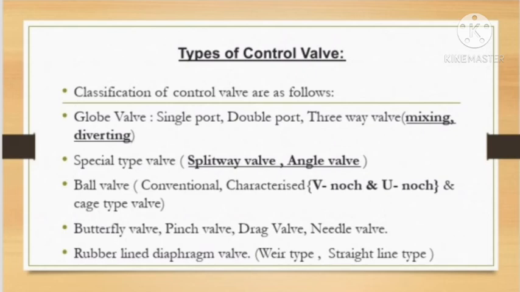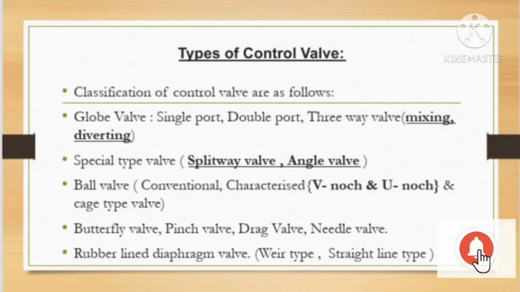And at last, classification of control valve, that is types of various control valve and its division. First one, globe valve. It has three divisions such as first one single port valve, second one double port valve, and third one three port valve. Inside the three port valve it has also a division, that is mixing three-way port valve, diverting three-way port valve.